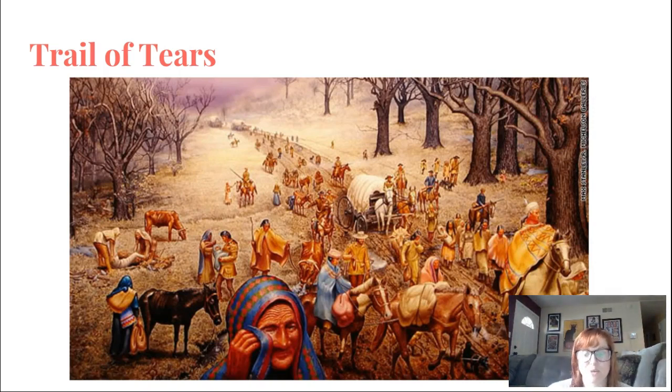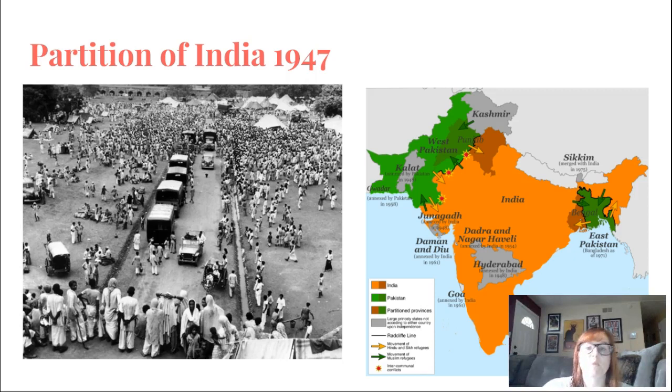That would be a political push factor. Partition of India. I know that groups have this in class for the migration project, so they'll probably explain this to you more later. But a partition is when a border is created.